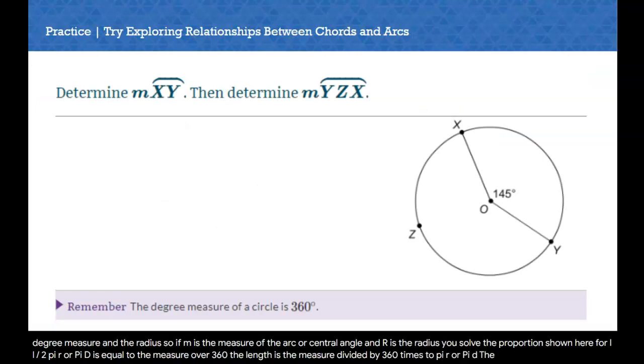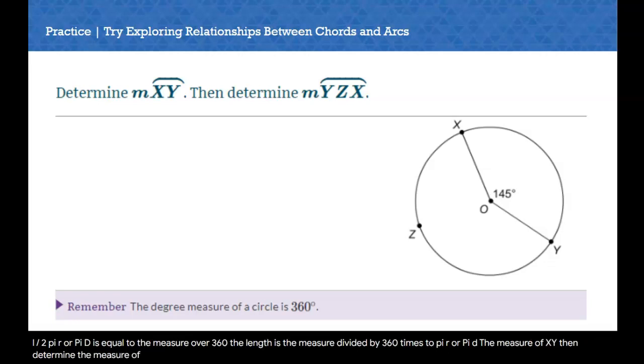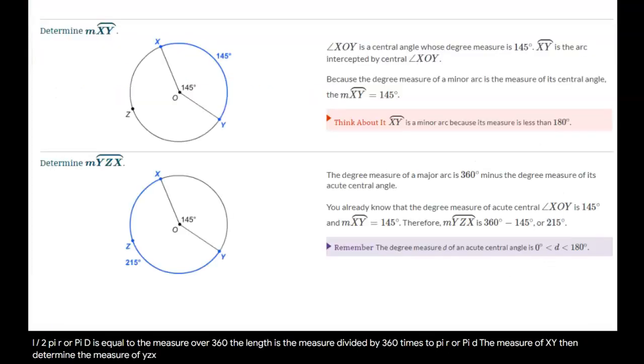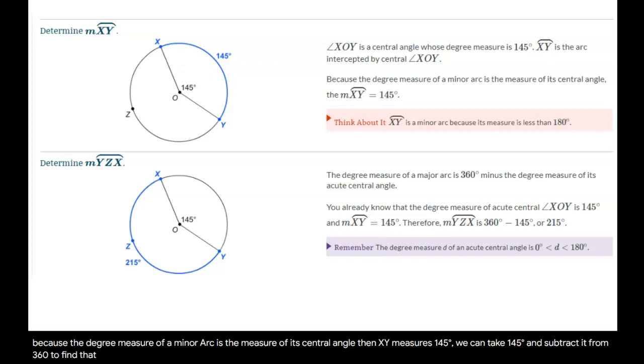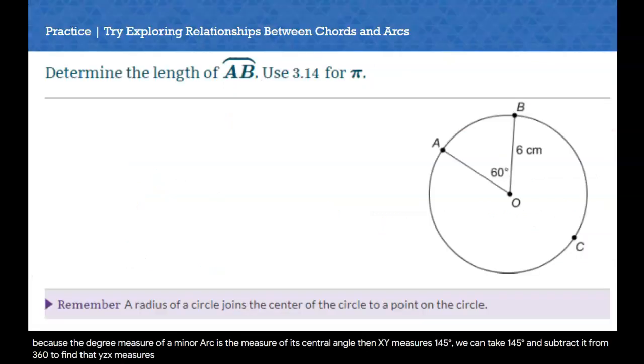Let's determine the measure of arc XY, then determine the measure of arc YZX. Angle XOY is a central angle whose degree measure is 145 degrees. XY is the arc intercepted by the central angle XOY. Because the degree measure of a minor arc is the measure of its central angle, XY measures 145 degrees. We can take 145 degrees and subtract it from 360 to find that YZX measures 215 degrees.